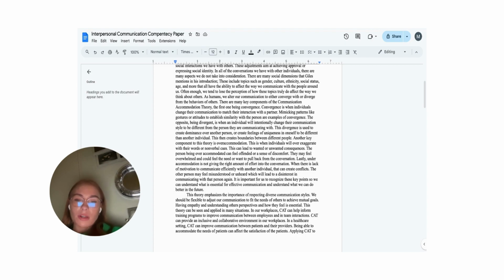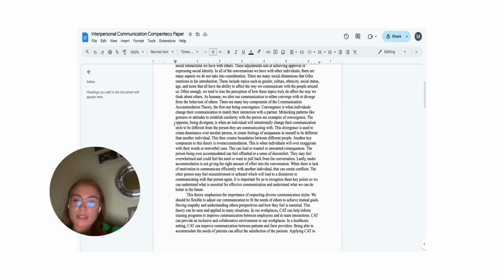There are many key components of the communication accommodation theory, the first one being convergence. Convergence is when individuals change their communication to match their interaction with the partner. Mimicking patterns like gestures or attitudes to establish similarity with the person are examples of convergence.